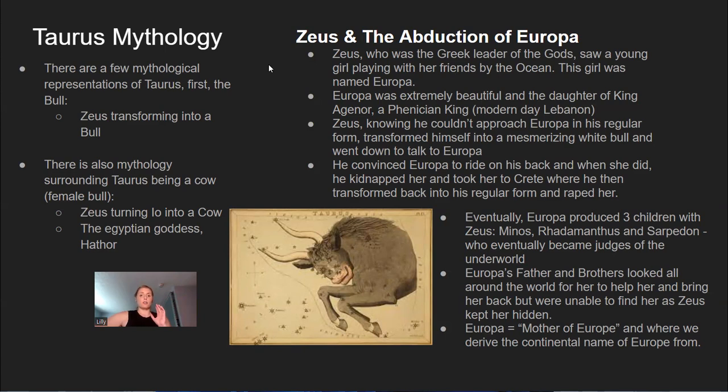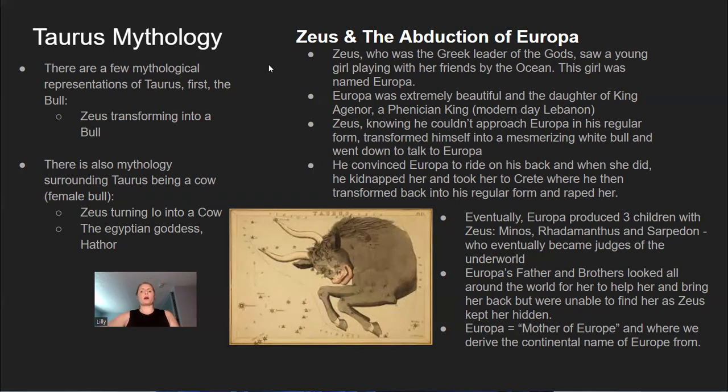All right, so this girl was named Europa. He saw her playing with her friends and was like, wow, look at her, she's so beautiful. She was an extremely beautiful girl and the daughter of King Agenor, a Phoenician king in modern day Lebanon. Zeus, knowing that he couldn't approach Europa in his regular form because he was a god, and if the gods just show up to people, they end up killing people because their energy is crazy, transformed himself into a white bull and went down to talk to Europa as a bull.